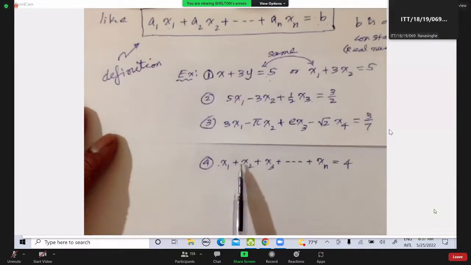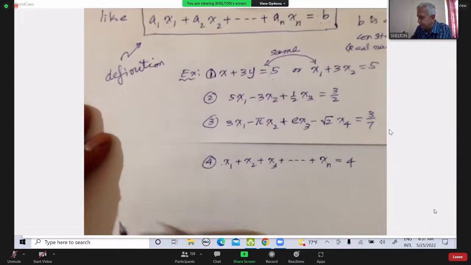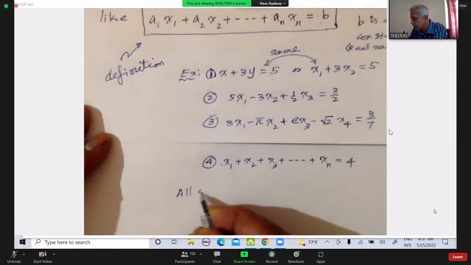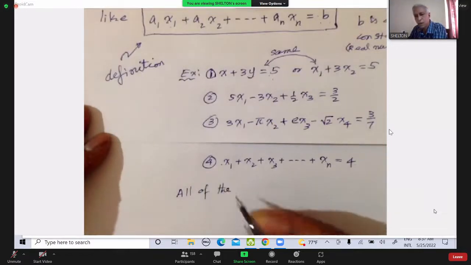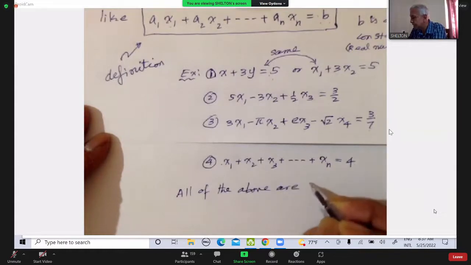1. A2 is 1. A3 is 1. AN is 1. Okay, pluses are there. Plus or minus, okay. If it is minus, we consider the coefficient to be minus 1. Equals 4. B is equal to 4. These are all examples of linear equations. Now, next example. So, all of the above are linear equations.